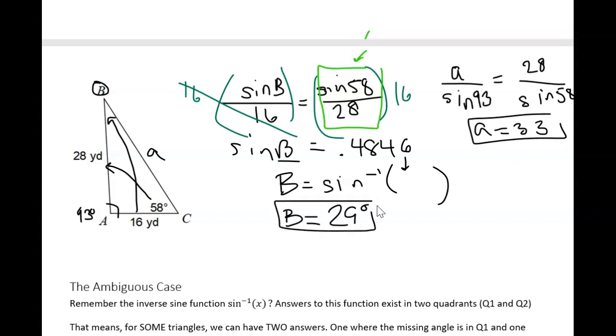So there are my three answers. Side A is 33, angle B is 29, and angle A is 93 degrees. This is going to conclude part 1 of the video notes. In the next part, we're going to talk about the ambiguous case for the law of sines.